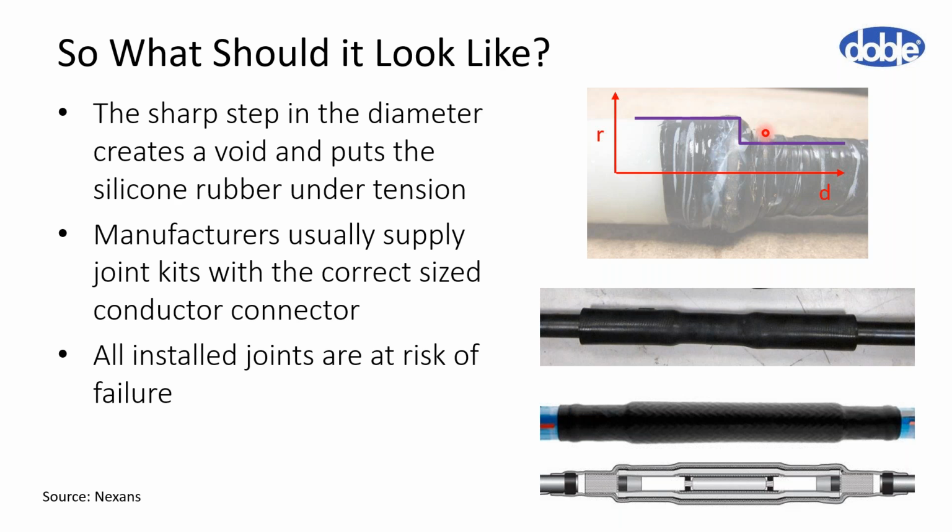Now, clearly, the more manual work the jointer does, the more chance there is of him making a mistake or introducing contaminants. So I'm more a believer that it should look like the little picture at the bottom, where the conductor connector is basically the same size as the diameter of the insulation. Then he only has to apply 1 layer of tapes.